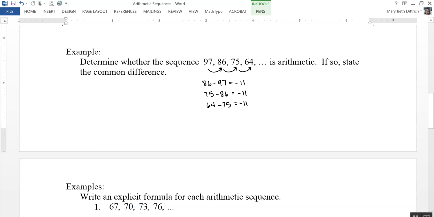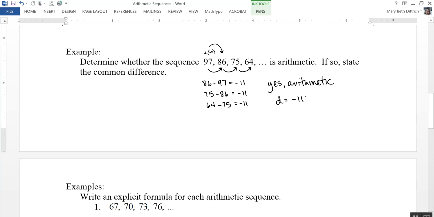So that difference is always going to be the same. So notice that that's what I need to add each time. So I need to add a negative 11 to go to the next term. So yes, this is arithmetic. And my common difference is going to be negative 11.